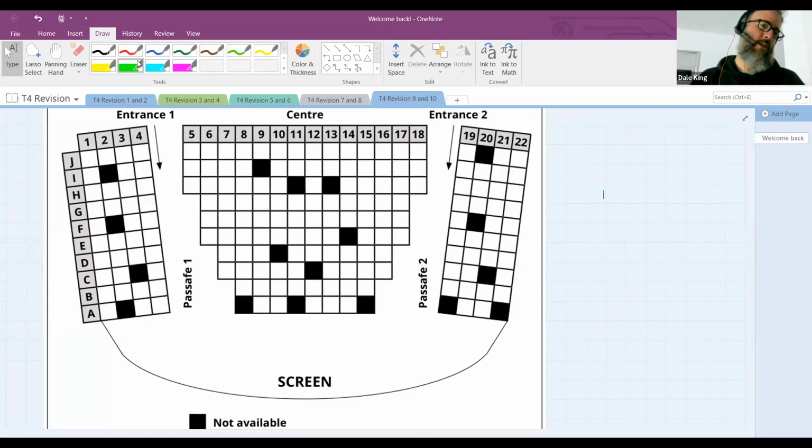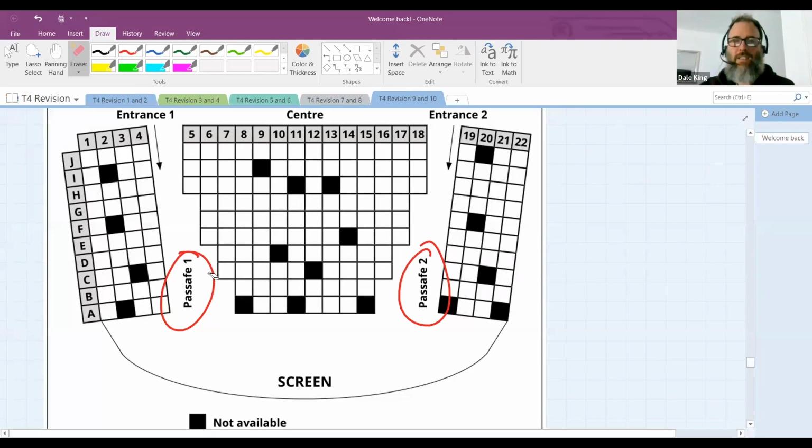Guys, I've just noticed something. This is not from an exam, it's actually from a textbook. What is going on here? Passafe? That must be passage. Hey, was it French for passage? Very strange. Someone must have taken this image from some other country's diagram and then changed the top words, but forgot to change those words there. Passafe?